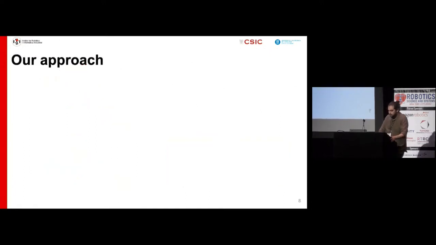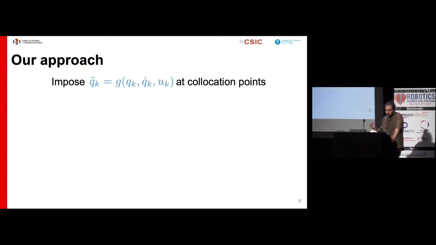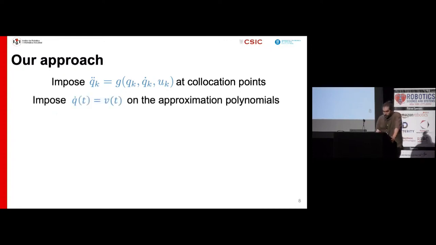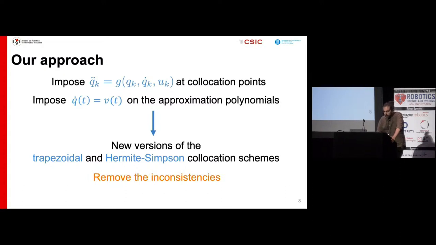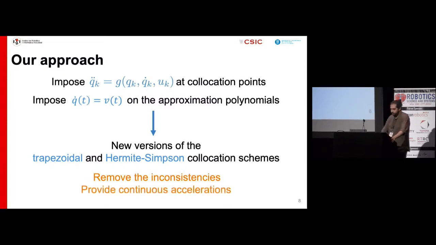To solve these inconsistencies, in our approach, we directly impose the second-order dynamic constraint at the collocation points, and we impose q dot equal to v on the approximation polynomials. As a result, we obtain new versions of the trapezoidal and Hermite-Simpson collocation schemes that remove the inconsistencies and also present continuous accelerations.